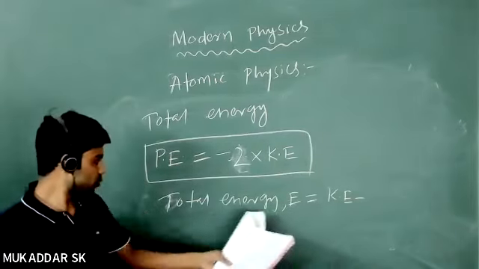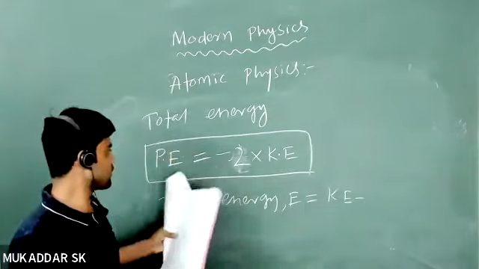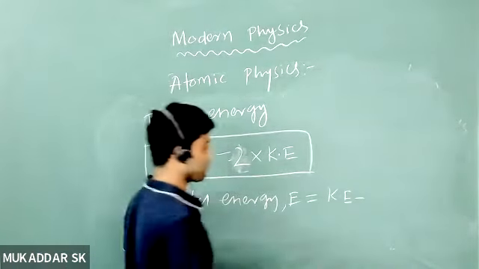So total energy capital E will be kinetic energy plus potential energy, and potential energy is nothing but minus twice of kinetic energy.